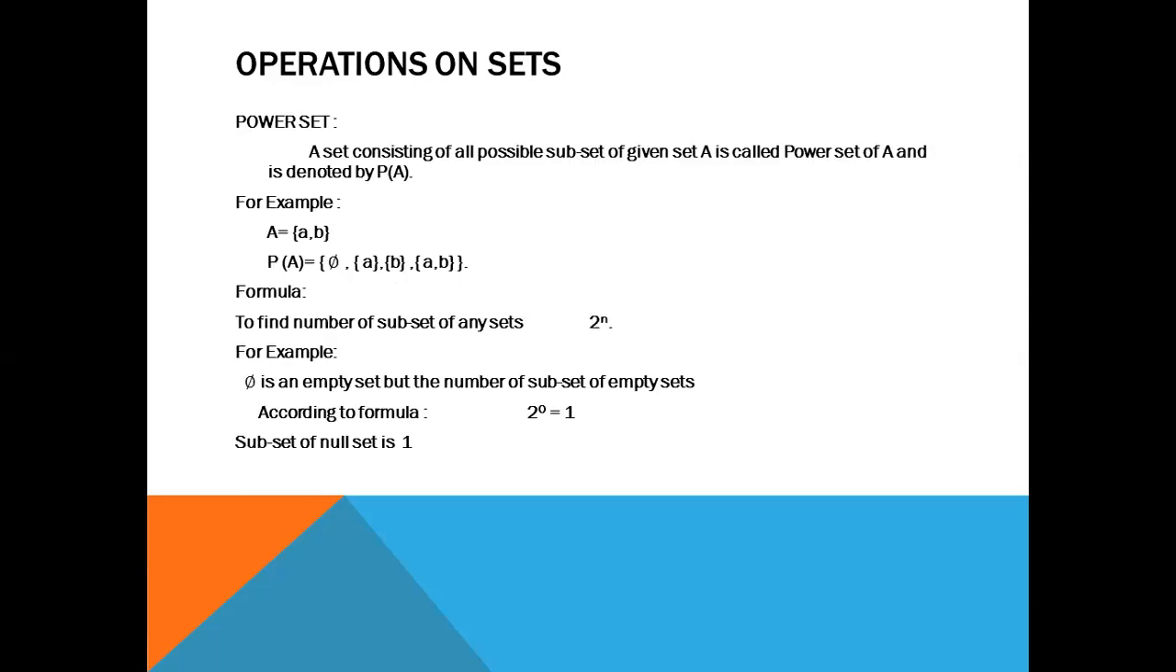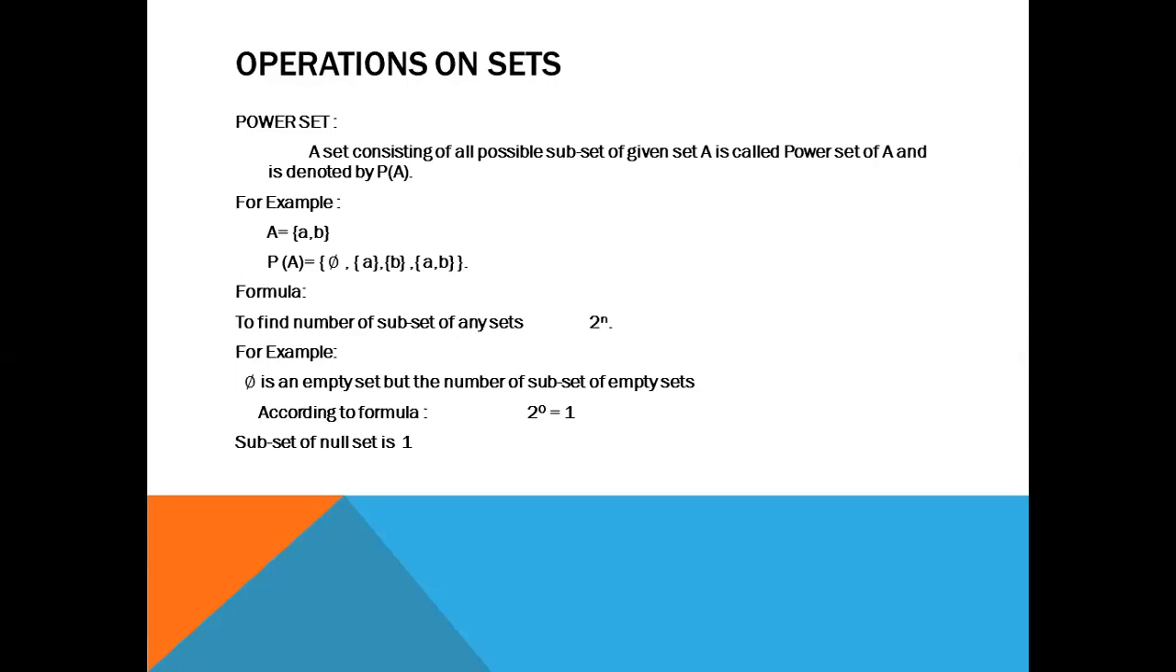Now we come to the power set. We represent it as P(A). This is not a type of subset. Actually, this is related with the set. A set consisting of all possible subsets of a given set A is called the power set of A and is denoted by P(A). There is a relation between the subset and the power set, because when we find the subsets of the given set, they are all the elements of the power set. So there is a relation between a power set and a subset.